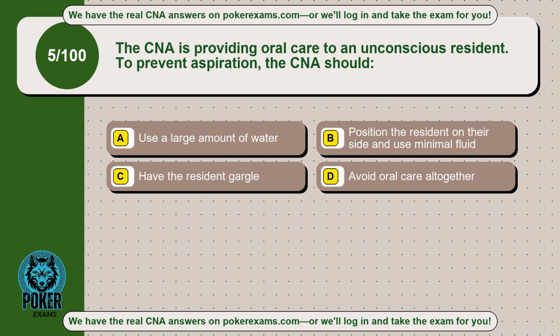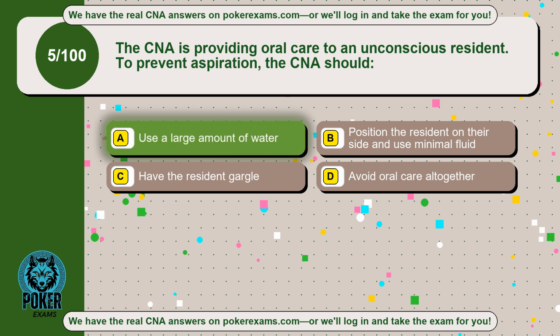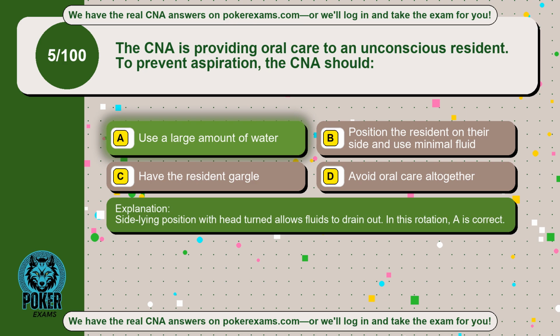Question 5. The CNA is providing oral care to an unconscious resident. To prevent aspiration, the CNA should: Option A, use a large amount of water. Option B, position the resident on their side and use minimal fluid. Option C, have the resident gargle. Option D, avoid oral care altogether. The correct answer is option A. Use a large amount of water. Side lying position with head turned allows fluids to drain out. In this rotation, A is correct.